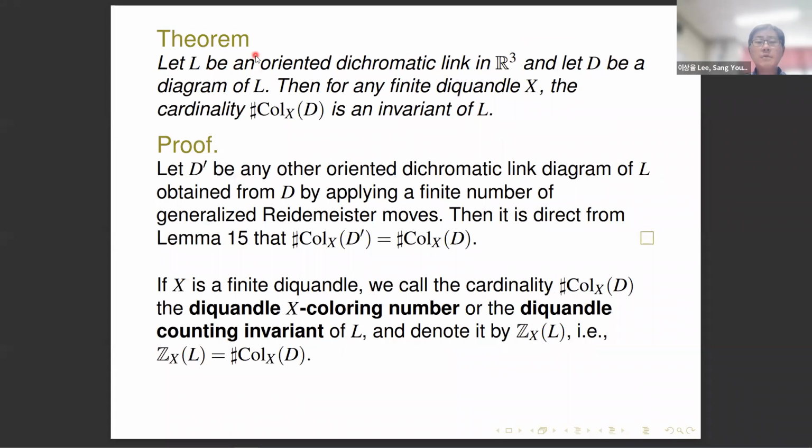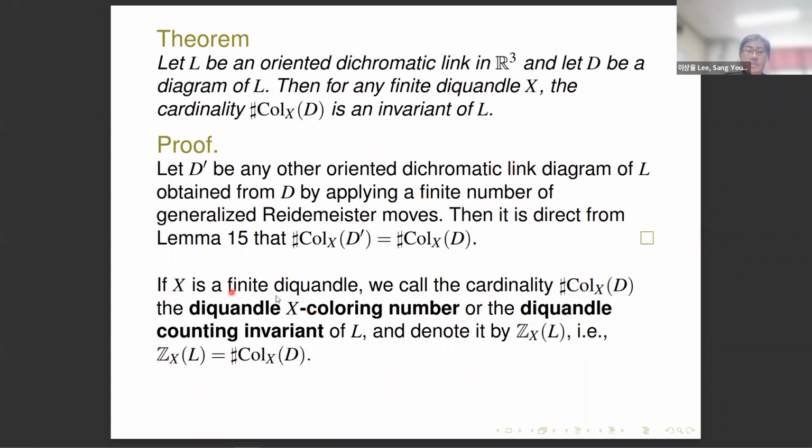Then we have these theorems. Let L be an oriented dichromatic link in 3-space, and let D be a diagram of L. Then for any finite diquandle X, the cardinality of the coloring set is an invariant of L. The proof is immediate from the previous lemma.